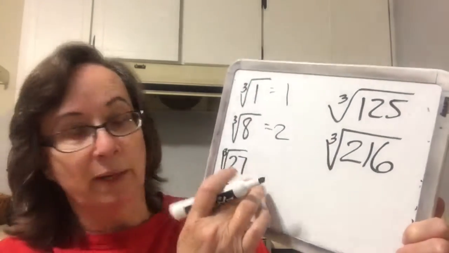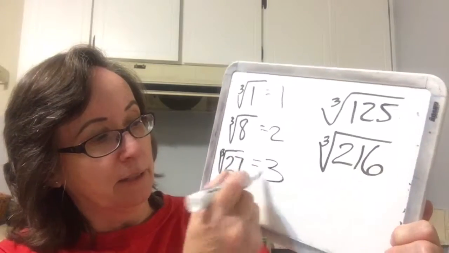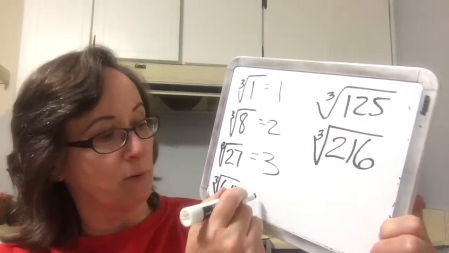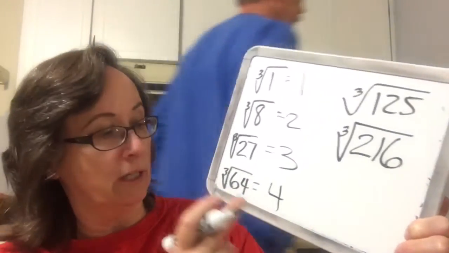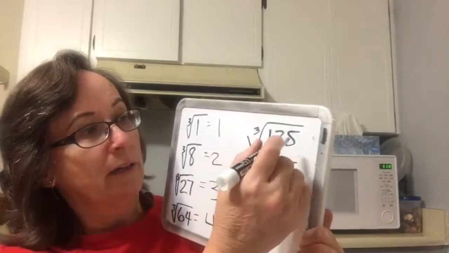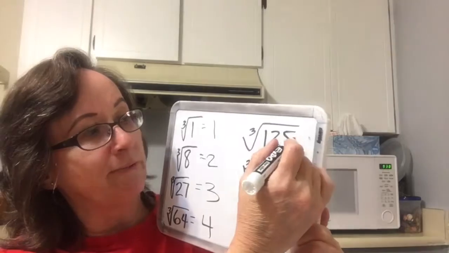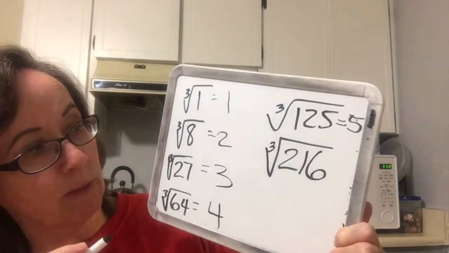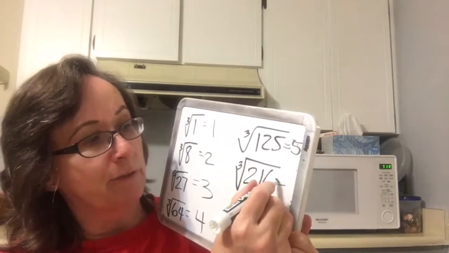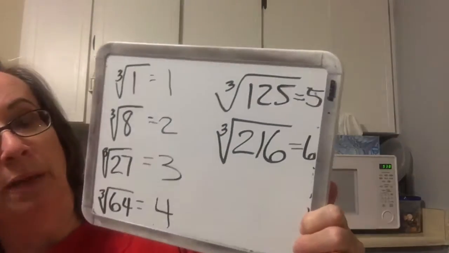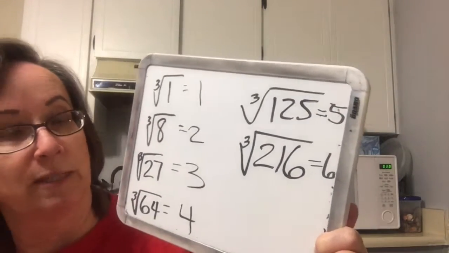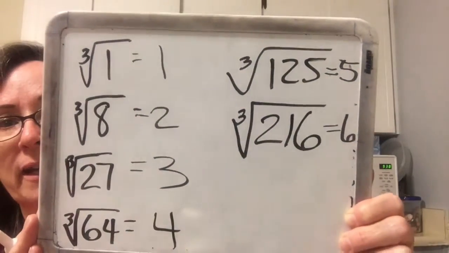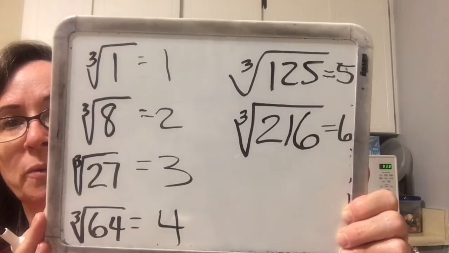The cubic root of 27 is 3, because 3 cubed is 27. The cubic root of 64 is 4, because 4 cubed is 64. The cubic root of 125 is 5, because 5 cubed is 125. And the cubic root of 216 is 6, because 6 cubed is 216. All right, so those right there you should memorize.